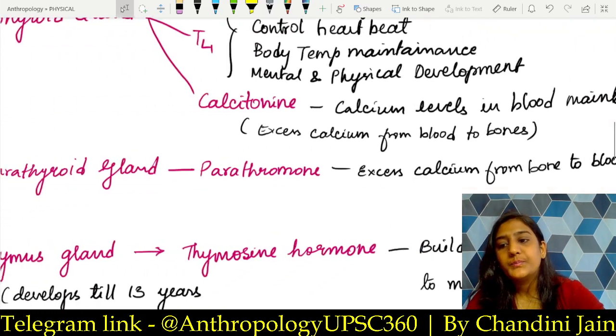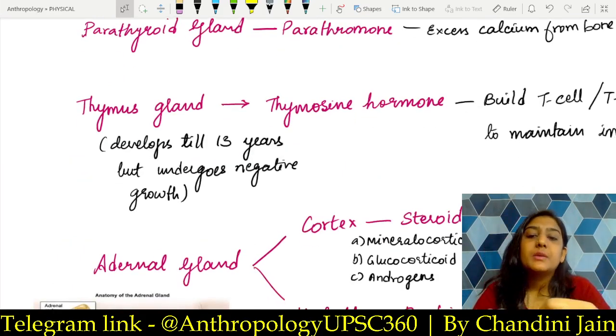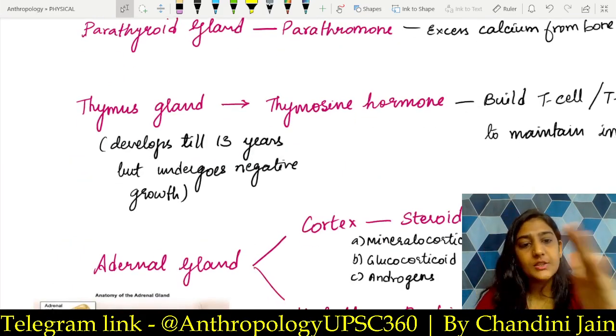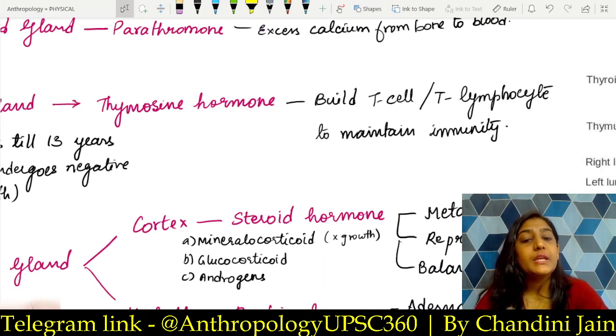Okay, so then comes the thymus gland. Now thymus is such a gland that develops till 13 years of your age, that is till you hit puberty, and after that it goes into the negative. Now what is the role of this thymus gland? It produces thymosin hormone, which is related to your immunity levels. Okay, so even in your GS answers you can quote this statement. Now it builds T cells, etc.